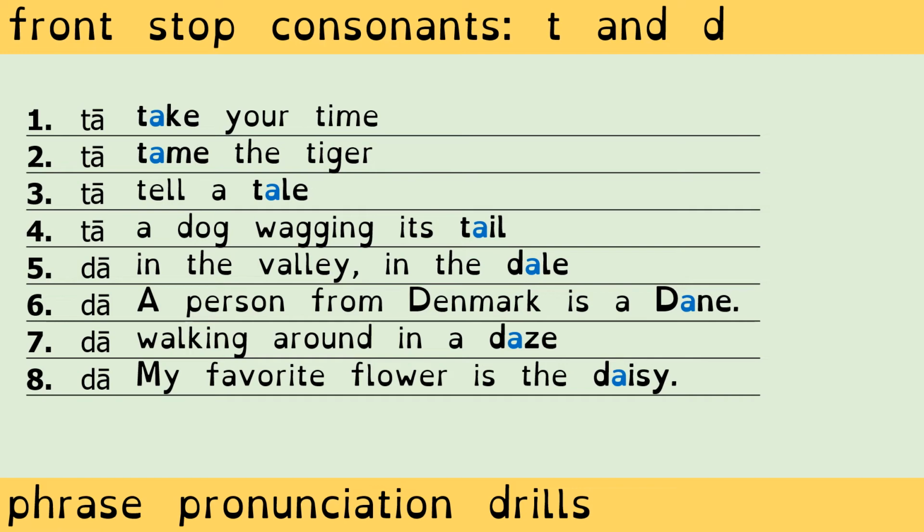Let's continue with the long A sound. Number 1. Tay. Take your time. 2. Tay. Tame the tiger. 3. Tay. Tell a tale. 4. Tay. A dog wagging its tail. 5. Day. In the valley, in the dale. 6. Day. A person from Denmark is a Dane. 7. Day. Walking around in a daze. 8. Day. My favorite flower is the daisy.